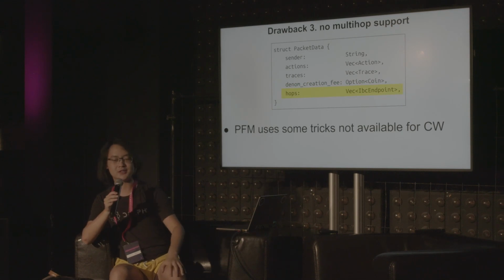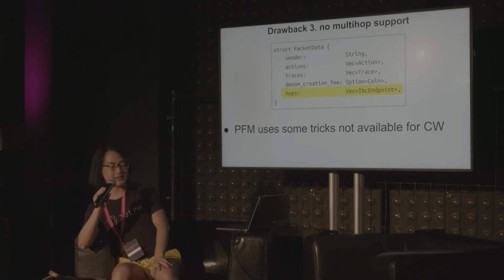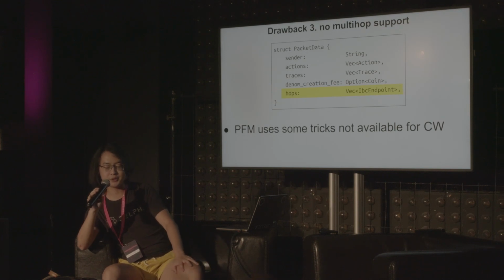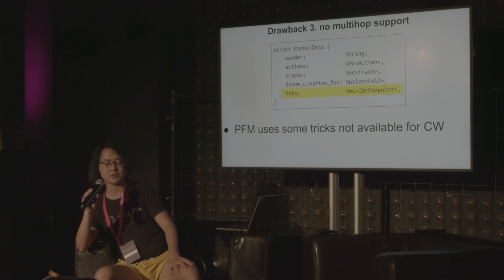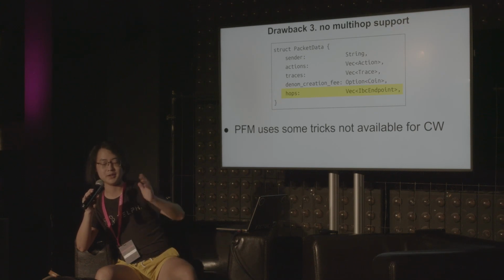Drawback number 3, there is no support for multi-hop transfers. For ICS-20, there is a thing called packet forward middleware, which allows you to send tokens with one click across multiple chains. It will be equipped on Noble and a few other chains.